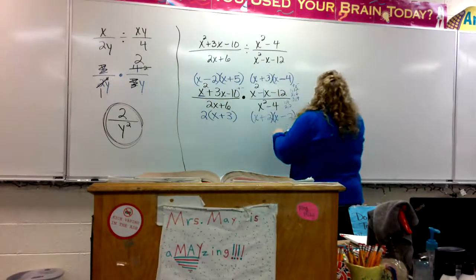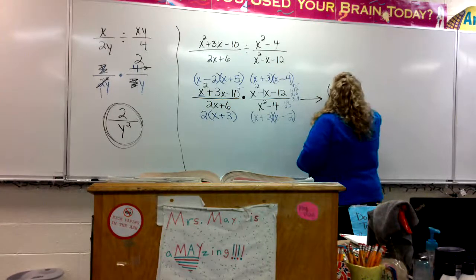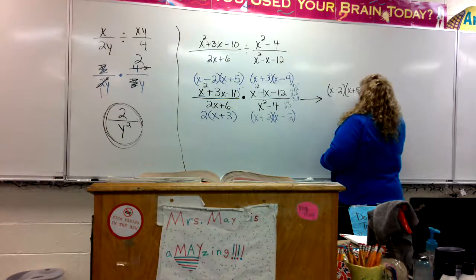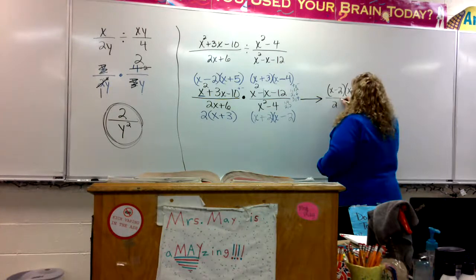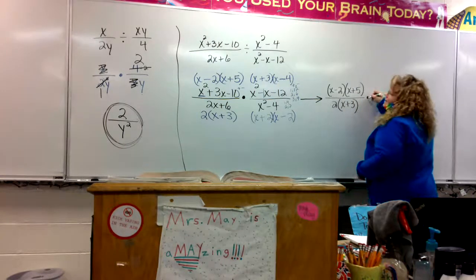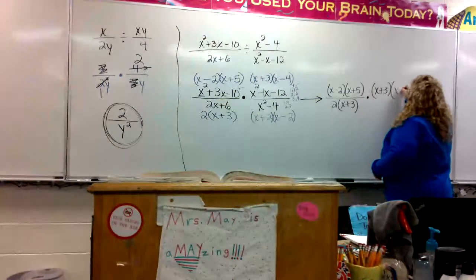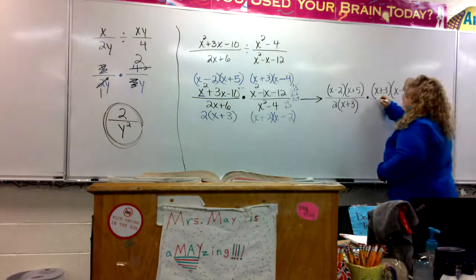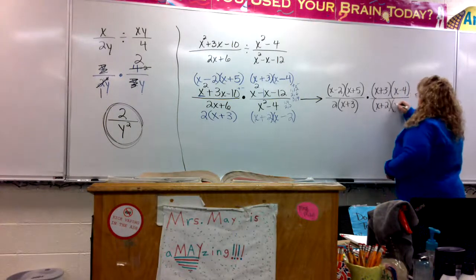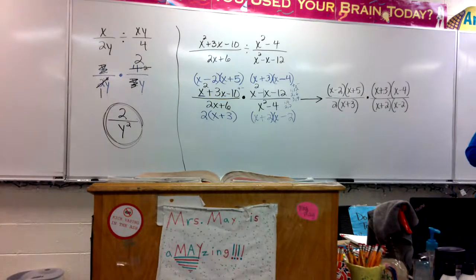So here's what I really have. I have x minus 2, x plus 5 over 2x plus 3 times, I like to get rid of all that junk, x plus 3, x minus 4, x plus 2, x minus 2. That's what I have.